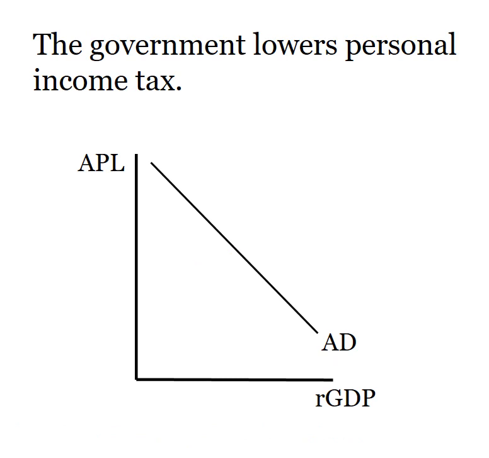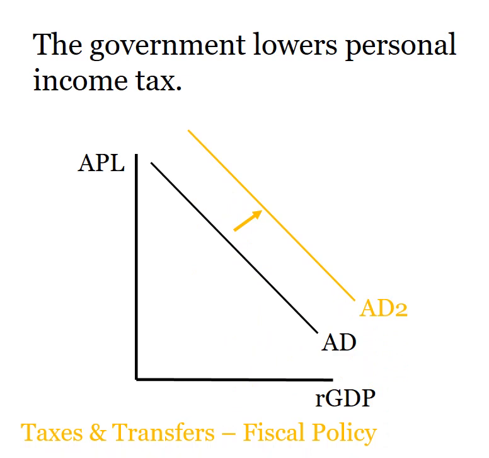The government lowers personal income tax. So that will be an increase in aggregate demand. Taxes are part of fiscal policy, and if your taxes are lowered, then you have more disposable income, which can lead to more consumer spending. This would make aggregate demand go up.